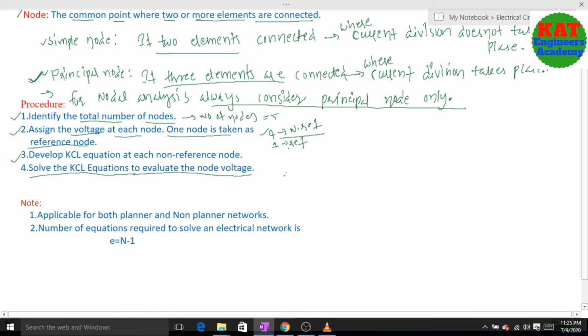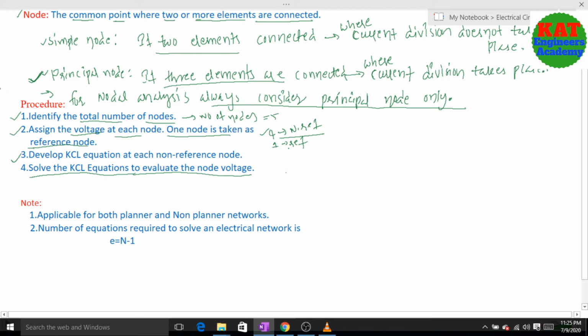We need to determine the node voltages. Just keep in mind, you have to fix what is the use of nodal analysis. We have to determine the nodal voltages by using KCL equations. So how to do the nodal analysis?